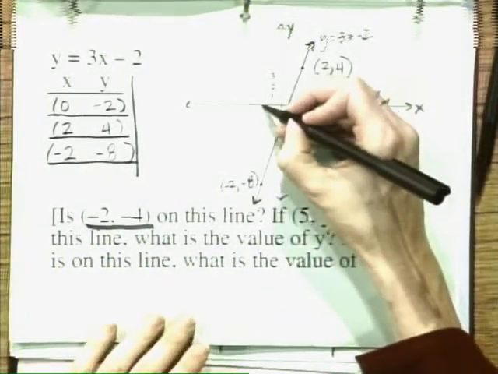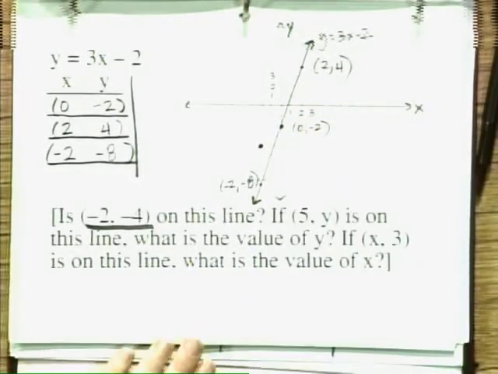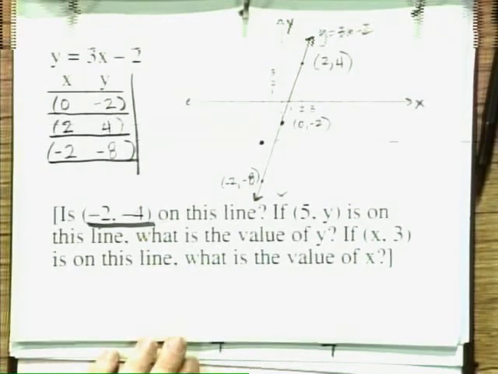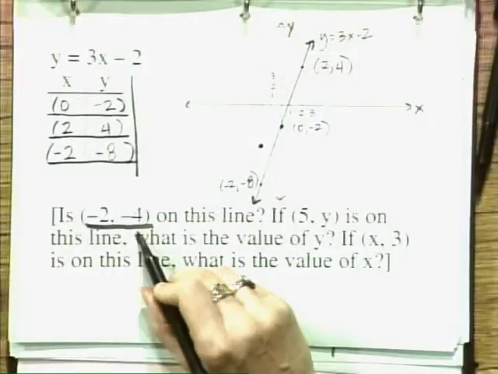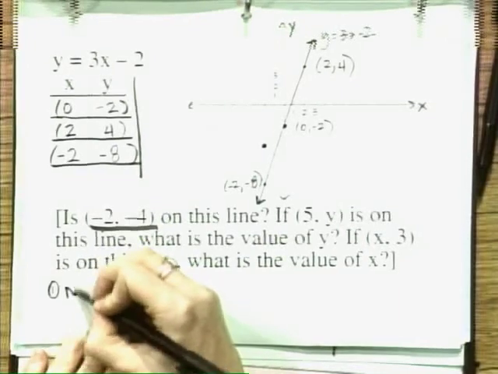Is it on there or is it not? Here's negative 2, negative 1, 2, 3, 4. Here it is. Does that look like it's on the line to you? I don't think so. Plus, we had already used negative 2, and we found that when x was negative 2, y had to be negative 8. So it couldn't be negative 4 and negative 8 at the same time. It just wouldn't be possible. So our answer to number 1 is no.